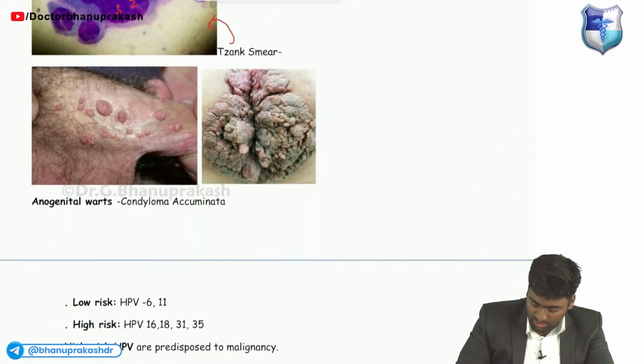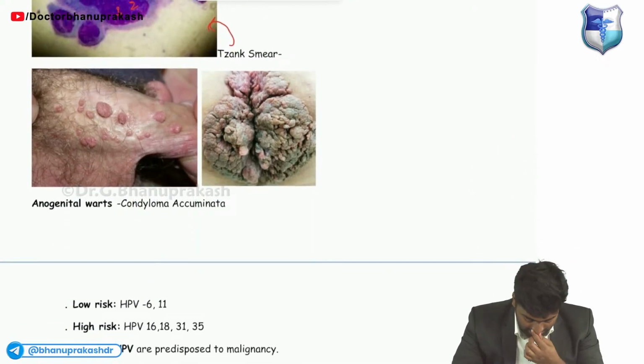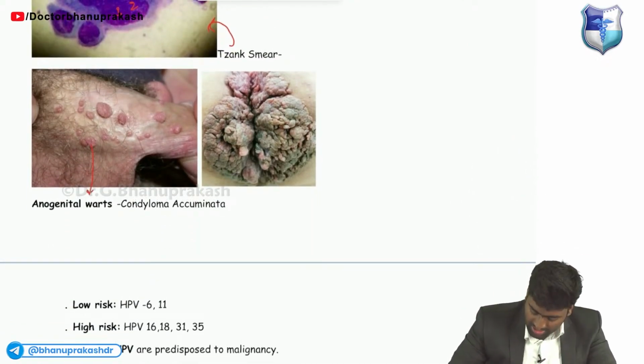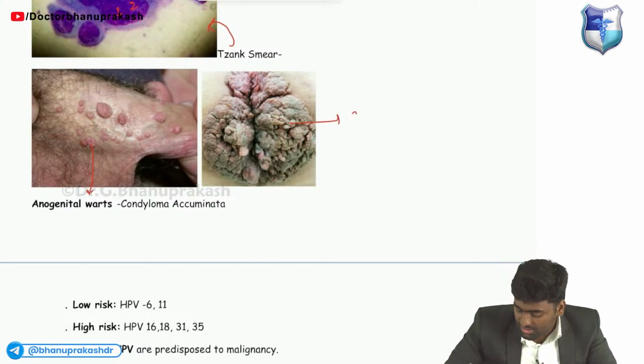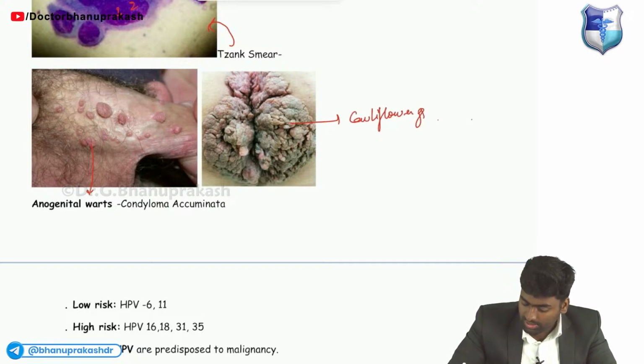Fine. And we'll come on to a few warts. If you see this type of individual warts, this is known as condyloma acuminata. Whereas if you see this type of wart with a cauliflower growth, what is this one, guys?